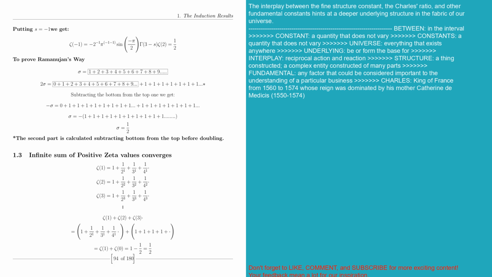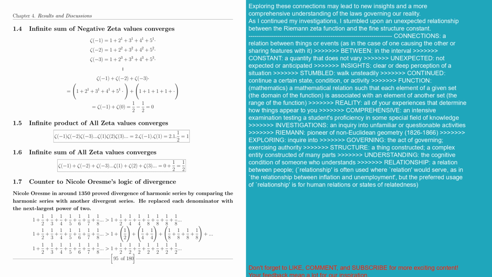The interplay between the fine structure constant, the Charles's ratio, and other fundamental constants hints at a deeper underlying structure in the fabric of our universe. Exploring these connections may lead to new insights and a more comprehensive understanding of the laws governing our reality.